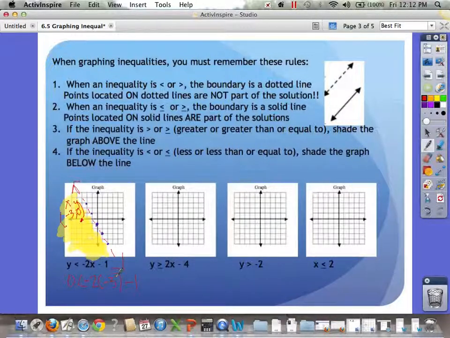So -2 times a -3 is +6. 6 minus 1 is 5. So this is saying 0 less than 5. Is 0 less than 5? Yes. So that means it is true.